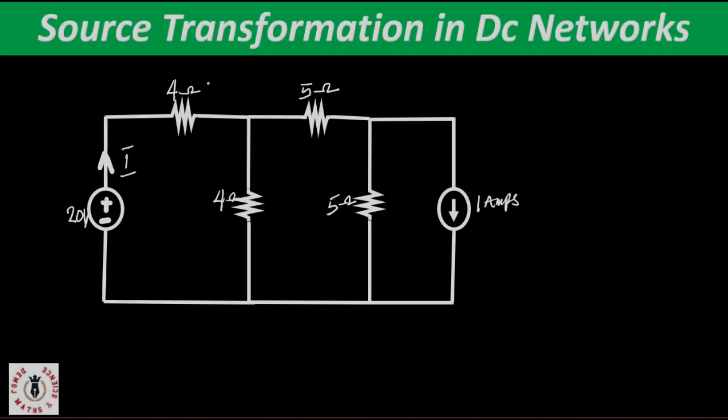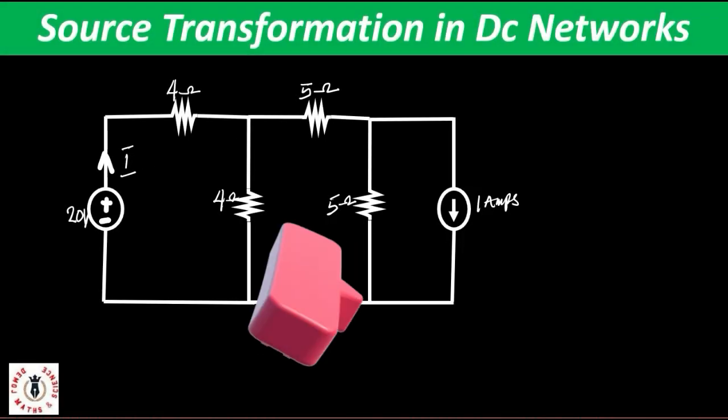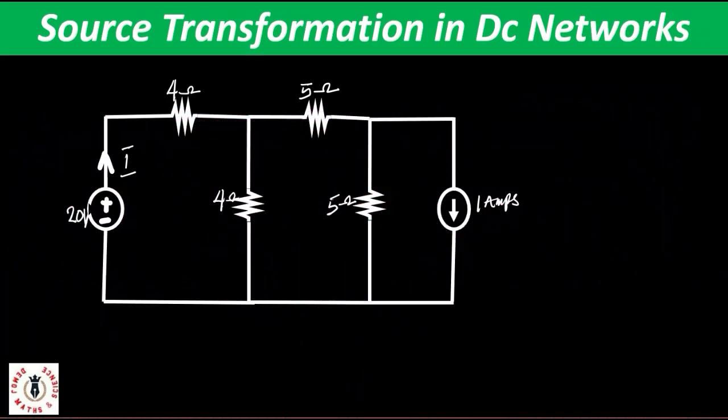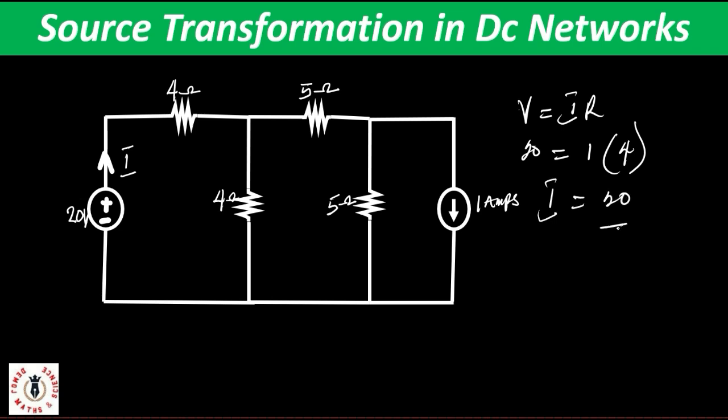Now, like I explained in the introduction, I'll be using source transformation. We'll first transform this voltage source into a current source. To do this, like I explained in our lesson on source transformation, you have to pick the voltage and the current and use the formula V equals IR, Ohm's law. So my V here, the 20 volts, is equal to I, which is the current we are actually looking for, times R, 4. So my I will be 20 over 4, which is equal to 5 amps.